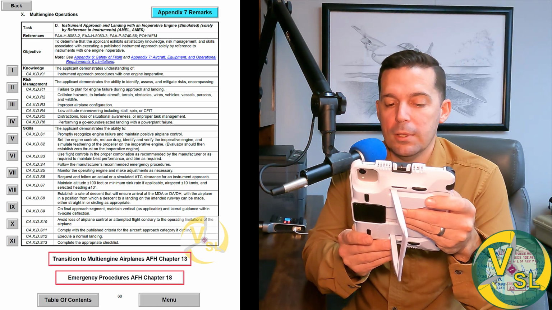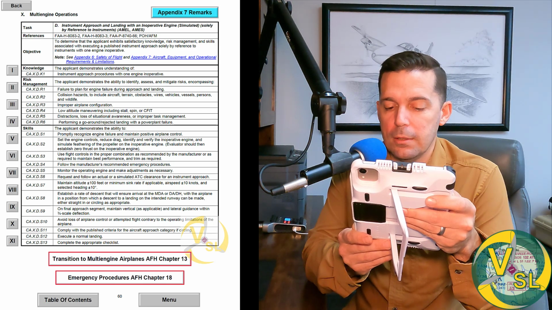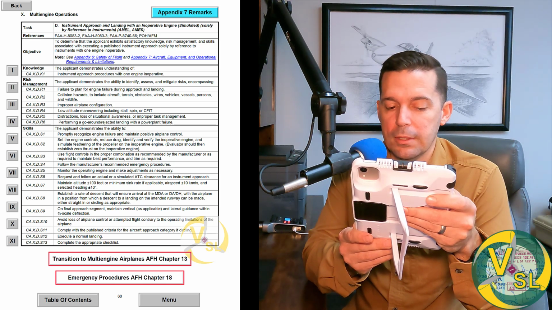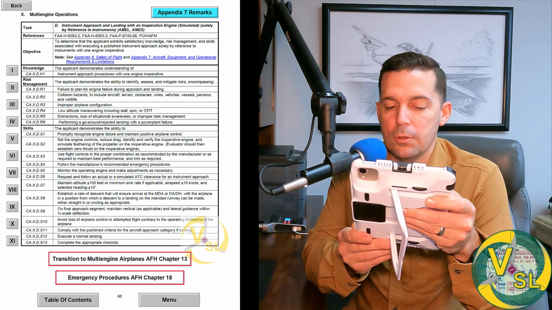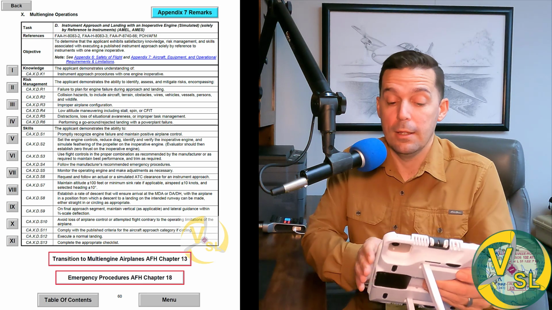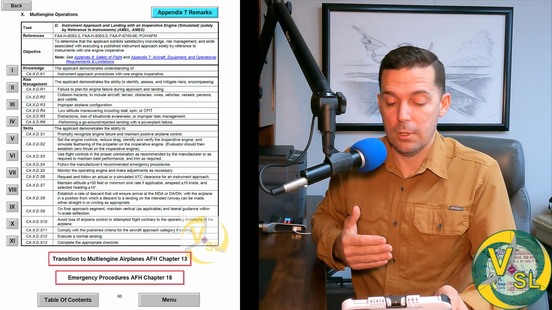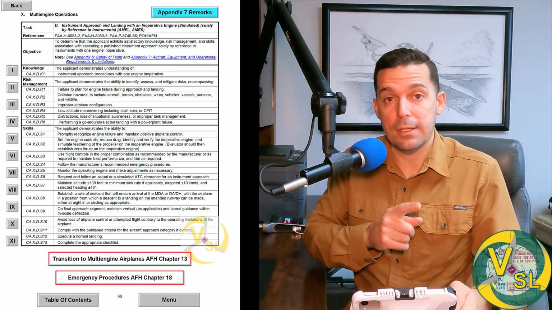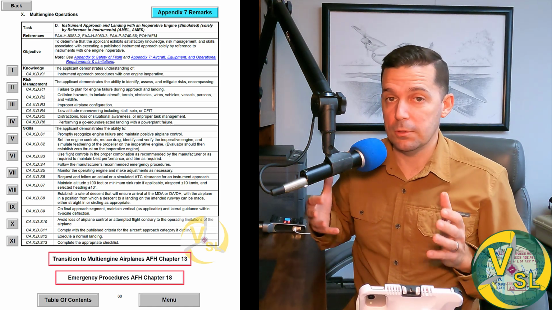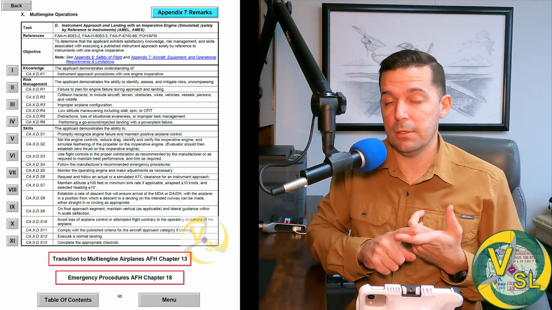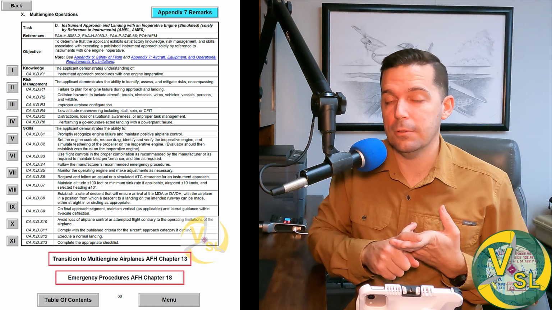Skill 10, avoid loss of airplane control or attempted flight contrary to the operating limitations of the airplane. Skill 11, comply with the published criteria for the aircraft approach category if circling. Skill 12, execute a normal landing. Skill 13, complete the appropriate checklist. All right, so that's our instrument approach. Some things to point out. 3/4 scale deflection. So you want to be able to control the airplane to get 3/4 scale deflection both in the vertical and lateral guidance.